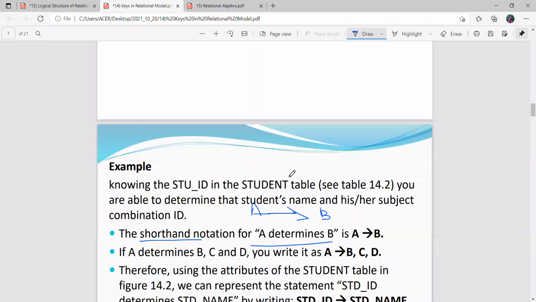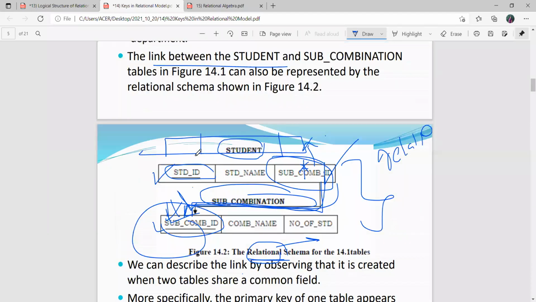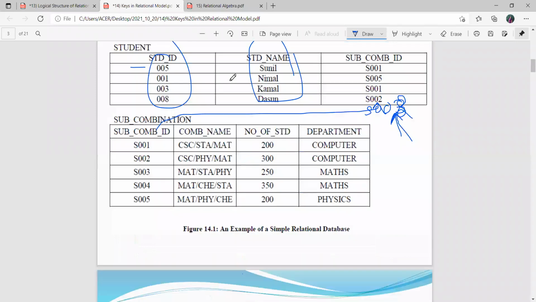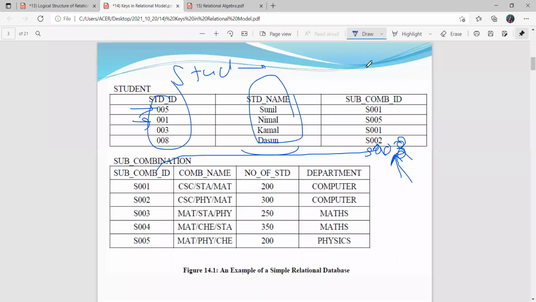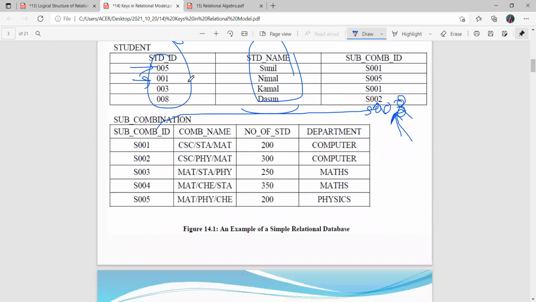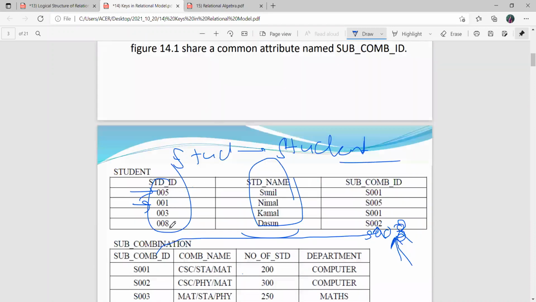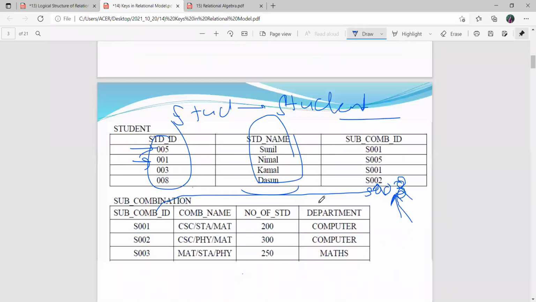As an example, you can see this student ID in the student table. By using this student ID, we can determine the student name. Is it clear? Because this is a unique value, this is the primary key. So by using the primary key, we can determine the value of other fields. So this student ID can determine student names.